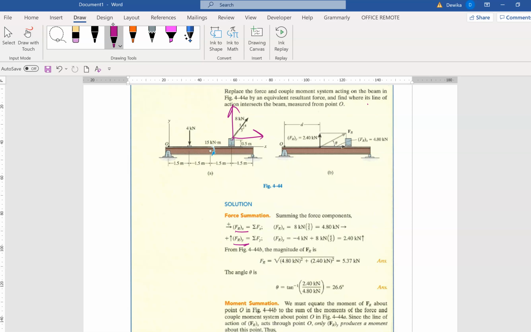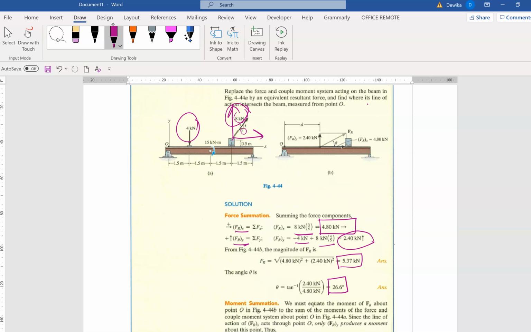So what is in FRx? We have 3 over 5, 8. So we have 1 force here, FRx. And then in FRy, we have 2 forces, which is 4 and 8. So we have 4 and 8. Okay, so we have 2 forces. Now we find the resultant, which is 5.37. And then we find the angle, which is 26.6.